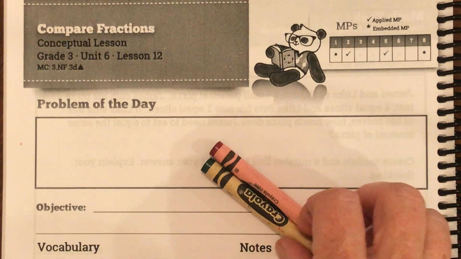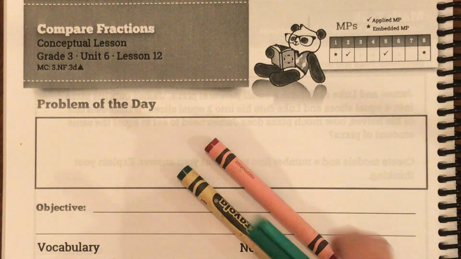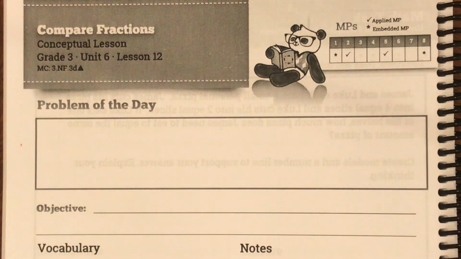I'm using crayons. If you choose to use crayons, choose maybe light colors. I'm using red and green just because I always use red and green. But you might want to choose yellows or oranges or pinks. You could also use colored pencils or highlighters, but please stop the video and go get something to shade with before you continue.